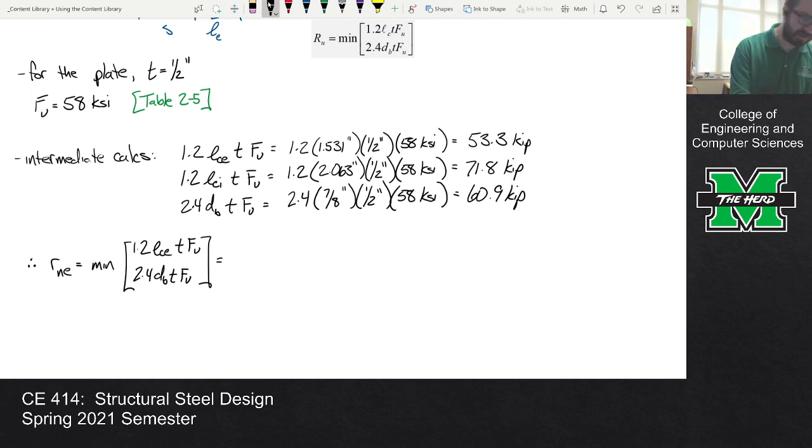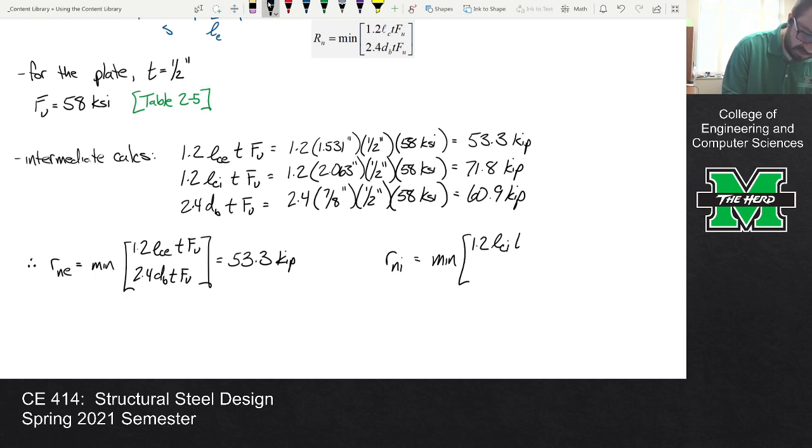The top one. There you go. So 53.3. But the Rn is the minimum of 1.2 Lc t Fu and 2.4 d t Fu, which is, in this case, the bottom one, right? Because the bottom one is 60.9 compared to 71.8, so 60.9 kips, right?